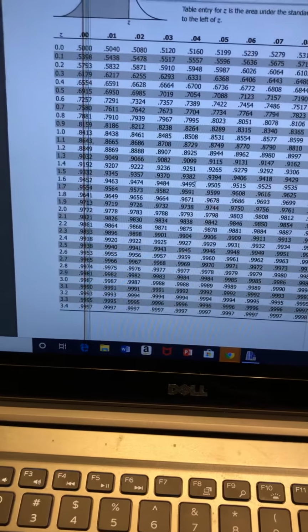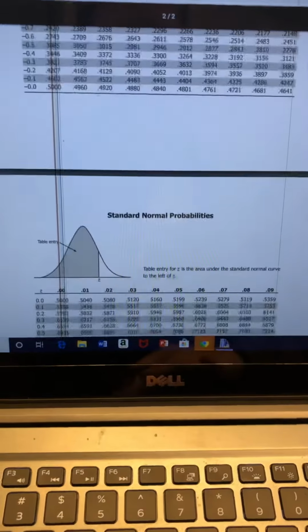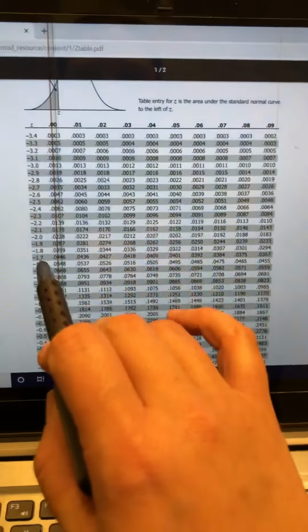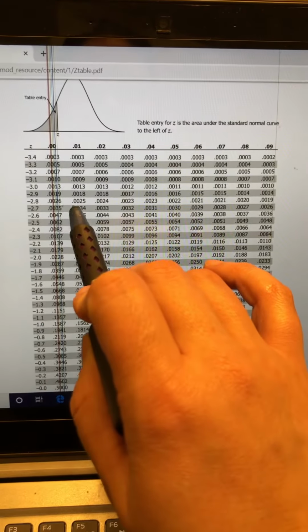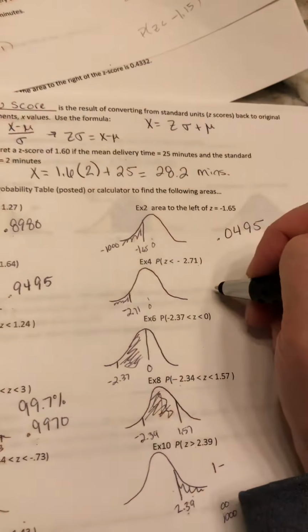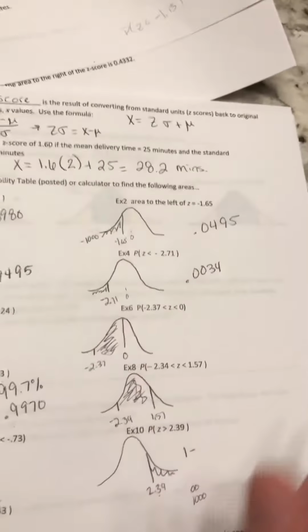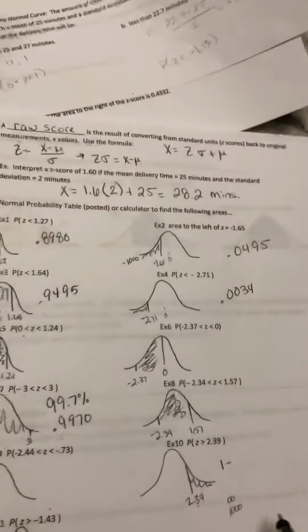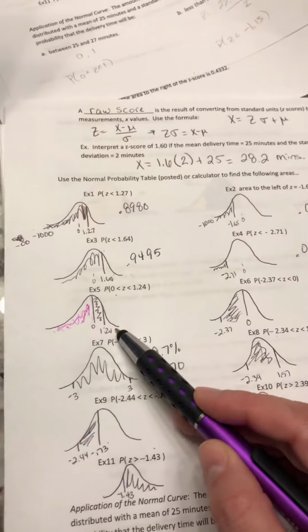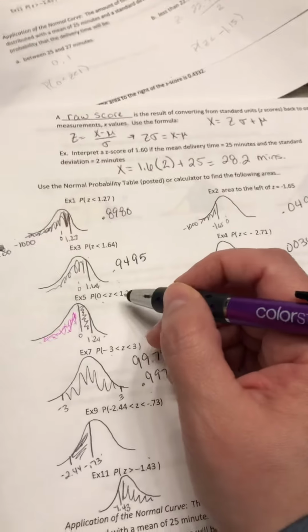Negative, for number 4, it's negative 2.71. So if I use the chart, I'm just going to use the chart since I got it pulled up here. So negative 2.7 over to 0.01 is 0.0034. On the calculator, I would just change it to negative 2.71, or on Desmos, I would change my max. So now when we get to here where we have to subtract, this is where I was going to make mention of the decimal rounding thing.